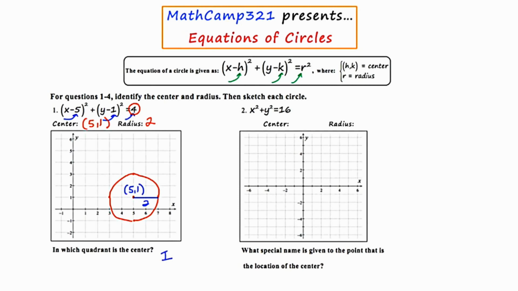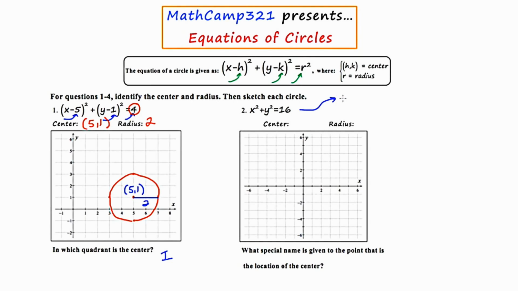Alright, let's try another one. Let's go to number 2. It says x² + y² = 16. Believe it or not, this is actually a simpler case than number 1. It looks similar to our template in the rounded box above, but it's missing the minus h and minus k situation. So I'm going to write this in another way, which I think might make a lot more sense.